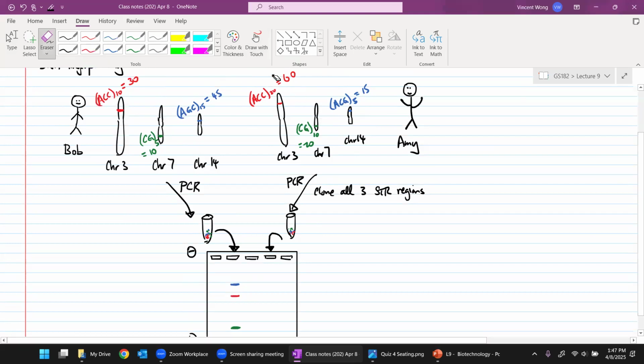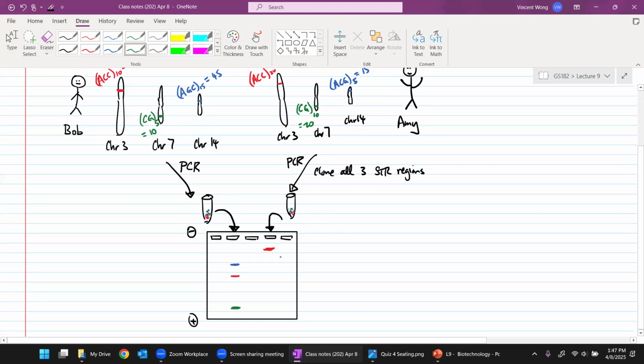Because it's 60, right? In fact, 60 is even longer than 45, so it has to be higher up. You understand? It's going to be higher up than the 45. And then 20 and 15, they are pretty far down, but not as far as the 10. So I would put 20 probably around here. And then 15 is slightly shorter, so it's going to be really close.